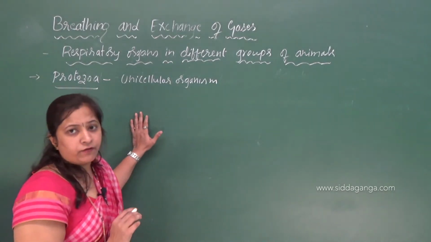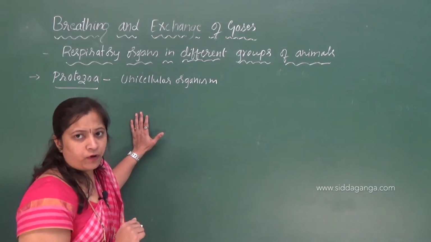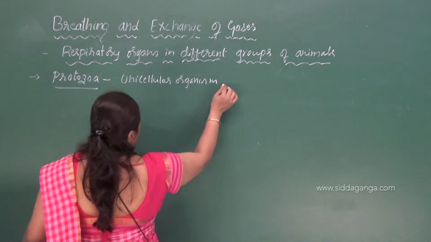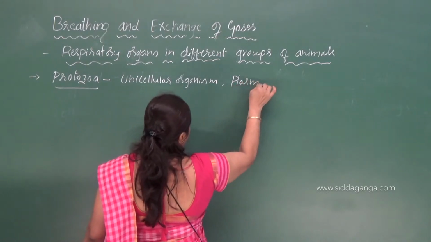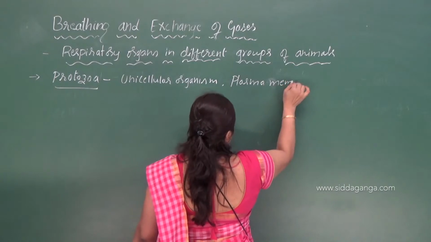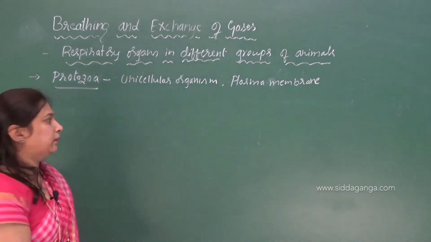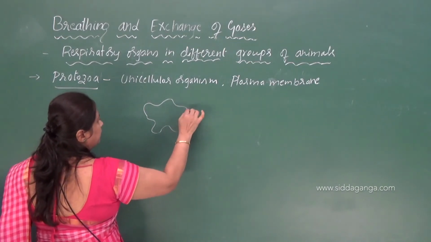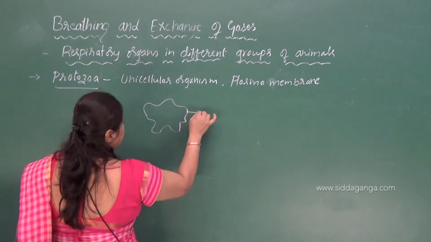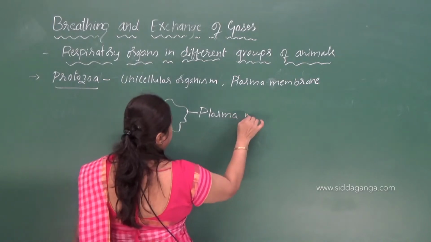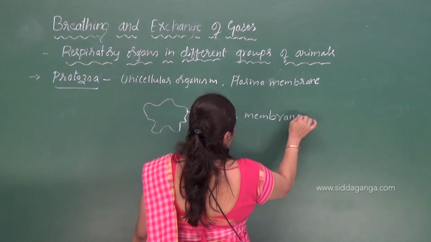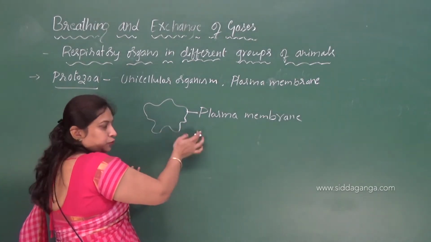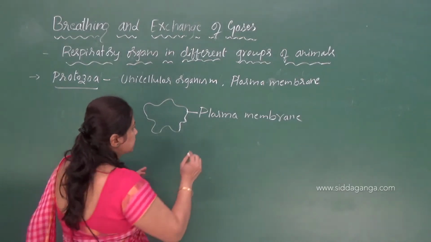Okay, so here the exchange of gases, there are no specialized respiratory structures in protozoa. The exchange of gases will occur through the plasma membrane. See, for example, this is an amoeba. It is a protozoa. This is having a plasma membrane. The exchange of respiratory gases, that is oxygen and carbon dioxide, exchange through this plasma membrane by a process of simple diffusion.